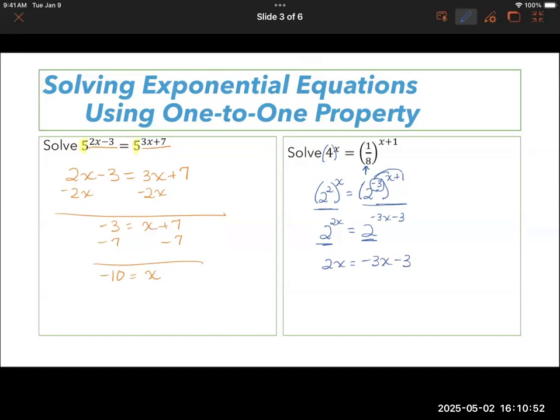I'll add my 3x over to get 5x, and I'll still have -3 on this side. Divide both sides by 5, and x equals -3/5, which is the same as -0.6. And again, you can put that into the equation. You could check it on a calculator to make sure that that is indeed the correct answer. But in terms of having any extraneous solutions, that's not going to be an issue with exponential equations.